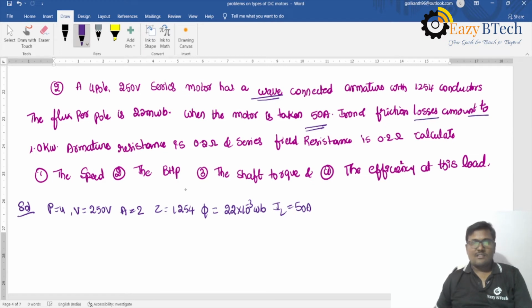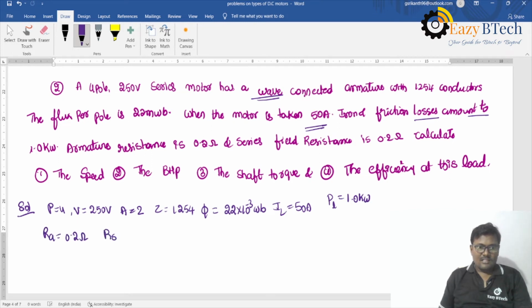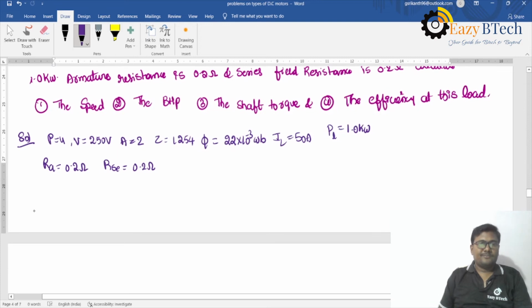Iron and friction losses amount to 1.0 kilowatts. So iron losses and friction losses, that is called the no load losses, which we can take as 1.0 kilowatts. And the armature resistance is 0.2 ohms and the series field resistance is 0.2 ohms. First of all, calculate the speed.